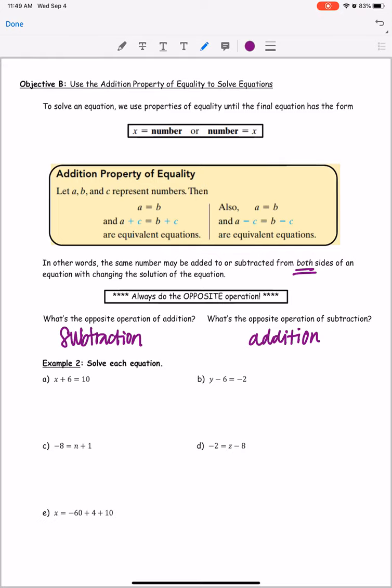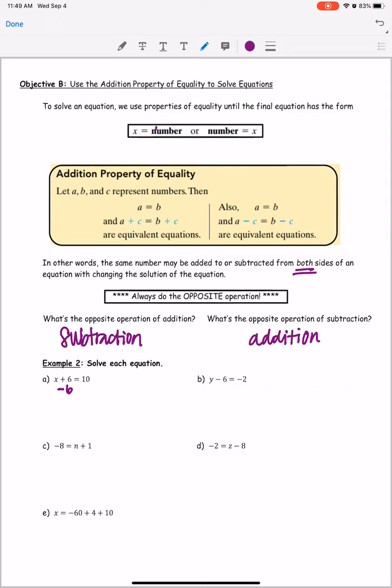So example 2, we're solving each equation. The goal here is to get the variable by itself. You want it to be either x equals a number or some number equals x, but you've got to get everything away from whatever your variable is. So figure out what operation is happening to that variable. Like in this first one here, we have an x plus 6. So what is happening to that x? To that x, we are adding 6. So we're doing the opposite operation. What is the opposite of adding 6? That is subtracting 6.